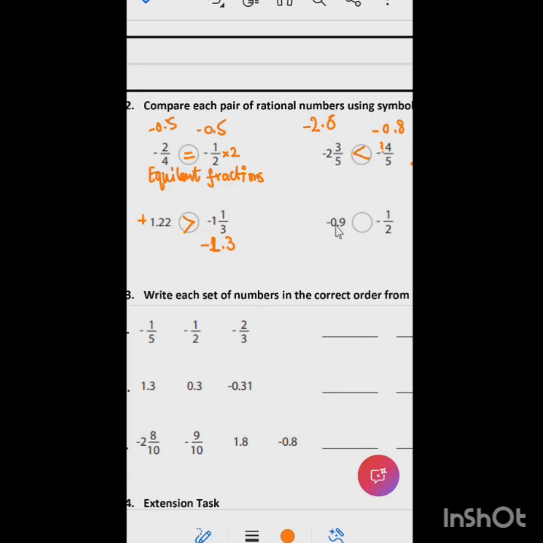Very good. So one is minus 0.9 and one is minus half. Minus half means minus 0.5. So which one is bigger? Minus 0.5. Very good.